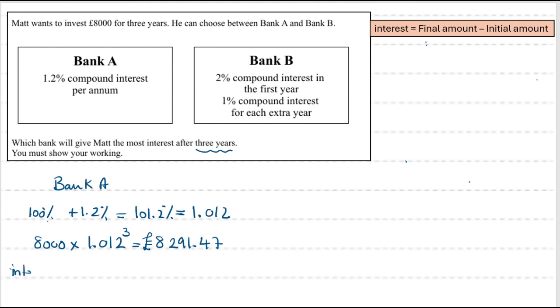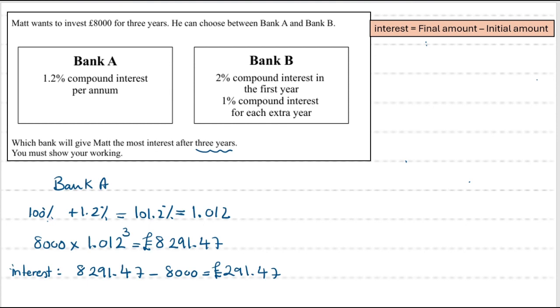Then we find the interest for Bank A by writing 8,291 pounds 47 pence, which is the final amount, minus the initial amount, 8,000, which gives us 291 pounds 47 pence. That's the interest for Bank A.